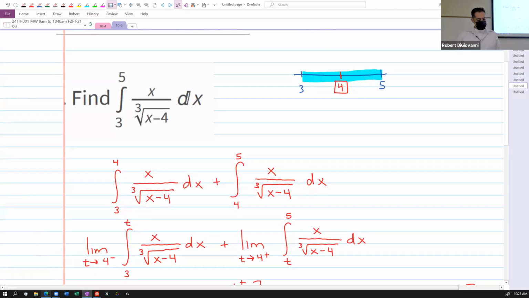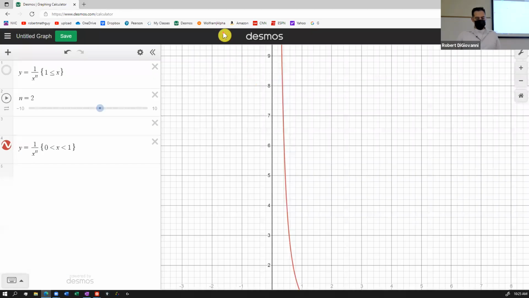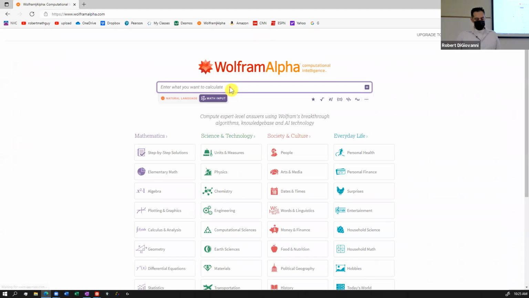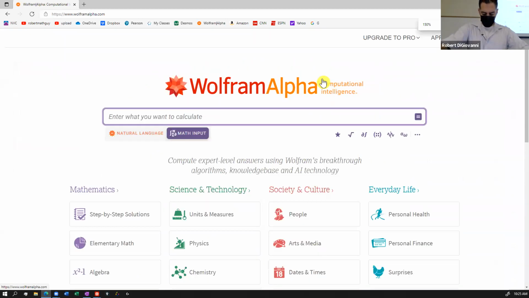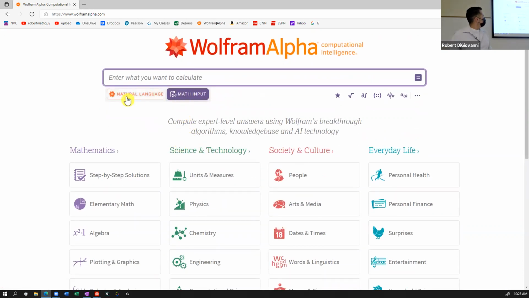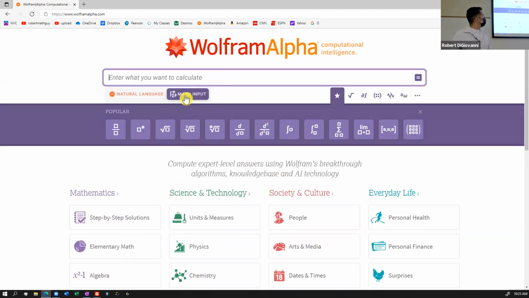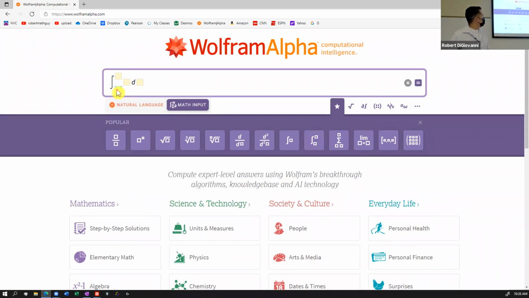So I'm just curious what happens if I go to Wolfram Alpha. Let me make this a little bigger. This math input, what is this? I think this is new. Oh, natural language, that's the mathematical language here. Oh, yeah, you can have a little keyboard here now. That seems new to me. So what if I want to do the integral? Where do we want to go from?